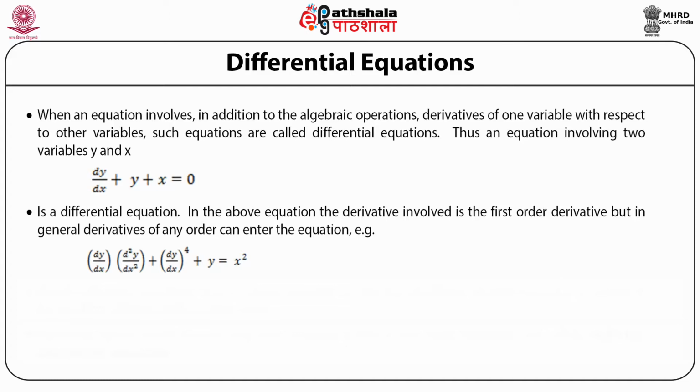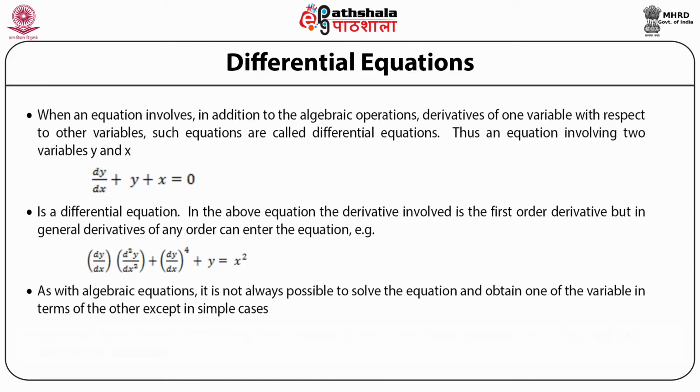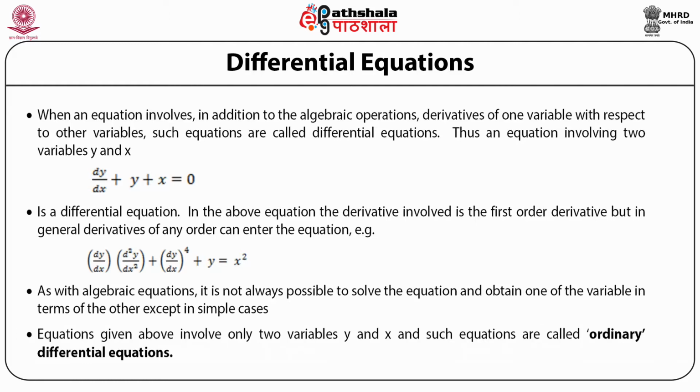also a differential equation. Now, as with the case of algebraic equations, it is not always possible to solve the equation and obtain one of the variables in terms of the other, except in some simple cases. The equation given above involves only two variables, y and x, and such equations are called ordinary differential equations.